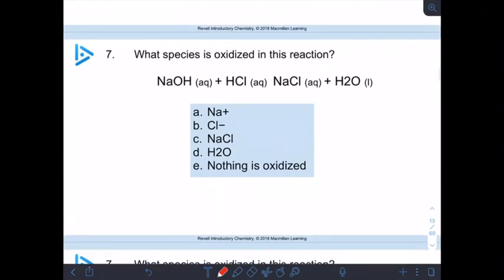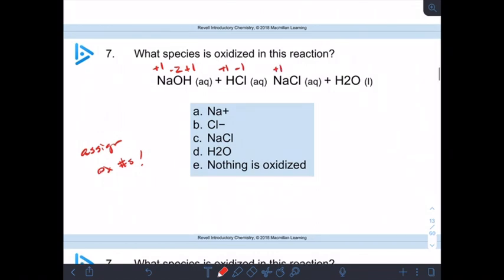Which species is oxidized in this reaction? Again, assign oxidation numbers. Group one metals, like sodium, starting left to right, are always plus one. Hydrogen, when it's bonded to a nonmetal, is also plus one. So that means that our oxygen, which is always minus two, works out just fine. Our hydrogen is a plus one. Our chlorine is a minus one because it's a halogen.